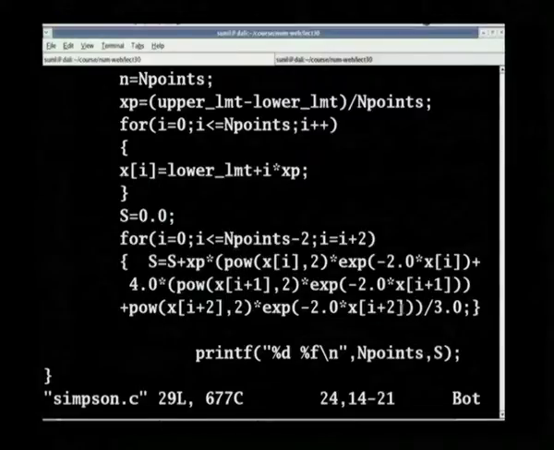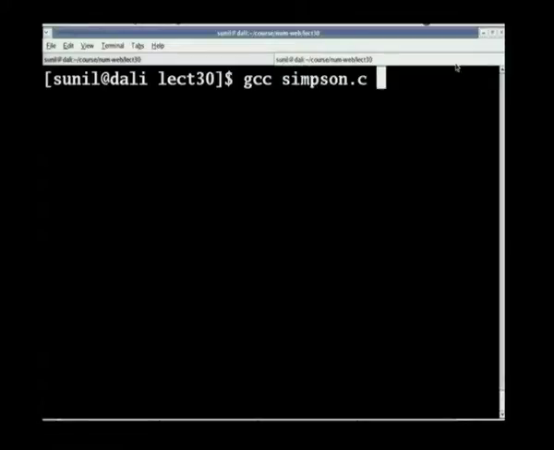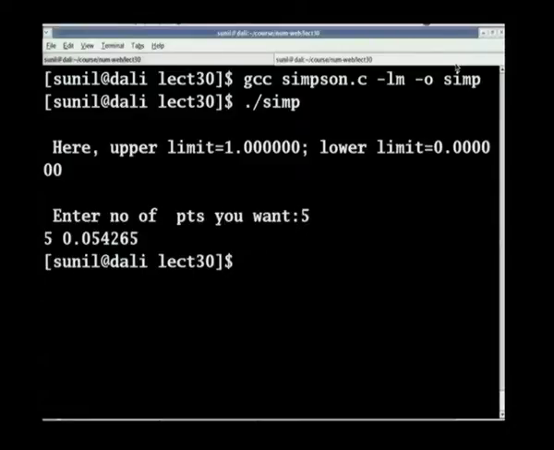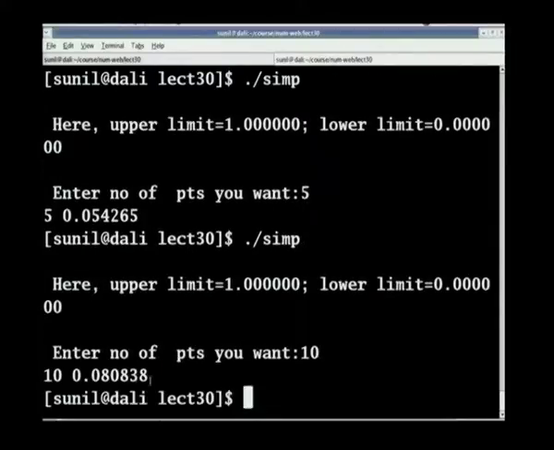Here again, the number of points at which the function is evaluated is what we are going to give in the program. So we'll now compile this program. We call it simp. We'll run simp with 5 points, and you have an accuracy of 0.0454. Now Simpson's rule doesn't seem to give us very high accuracy, but the number of intervals is of course small. So let's run it with 10 points, and we get reasonable accuracy.